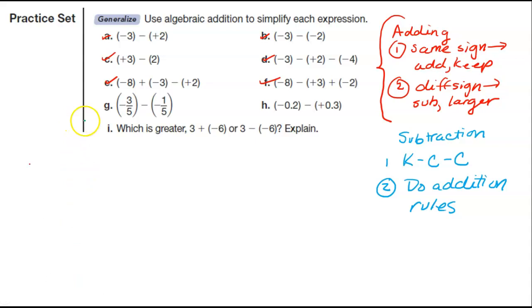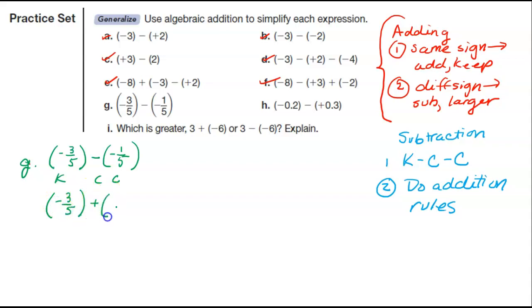Let me change colors here. So G has fractions. Yay, everybody's favorite. But we're not scared. Okay, so we're going to keep, change just like we've been doing. Negative 3 over 5 plus positive 1 over 5 is equal to, again, we're adding, so we're going to use the addition rules. These are different signs. So 3 minus 1 is 2, and we're going to take the sign of the larger, and that's my answer for G.